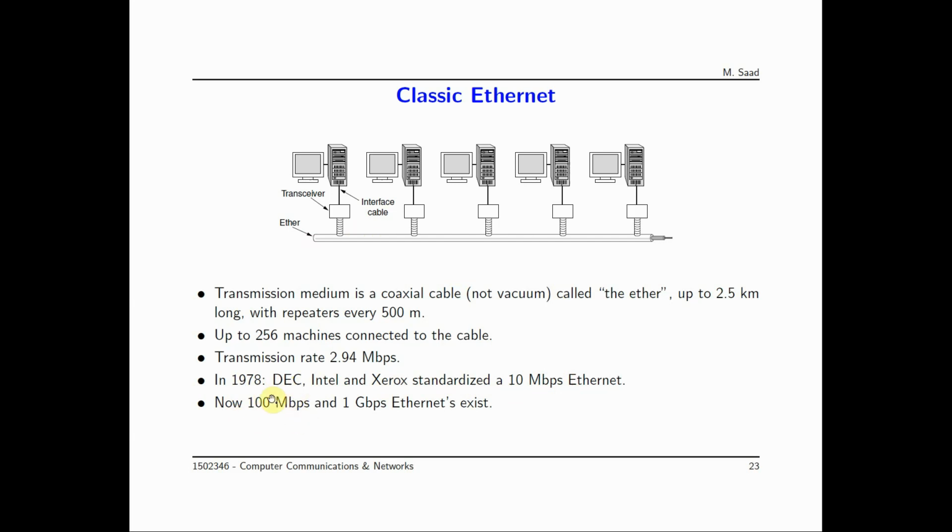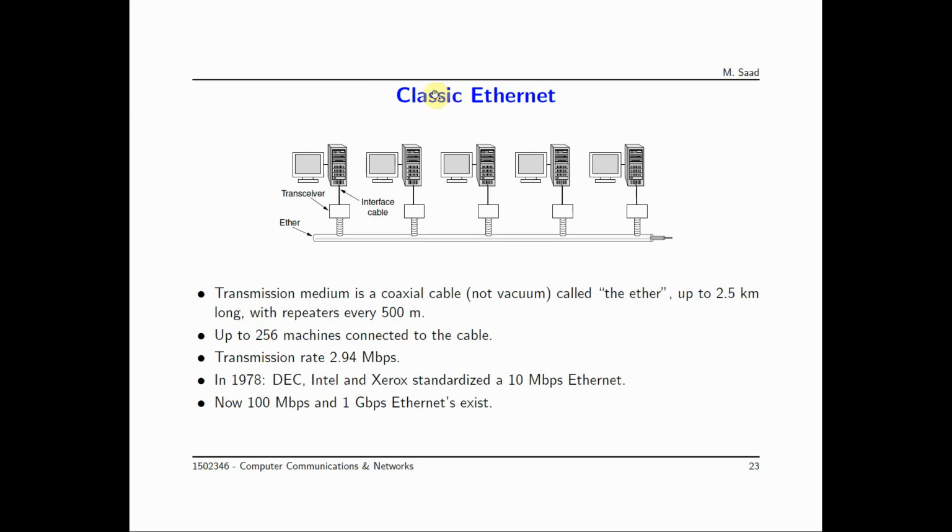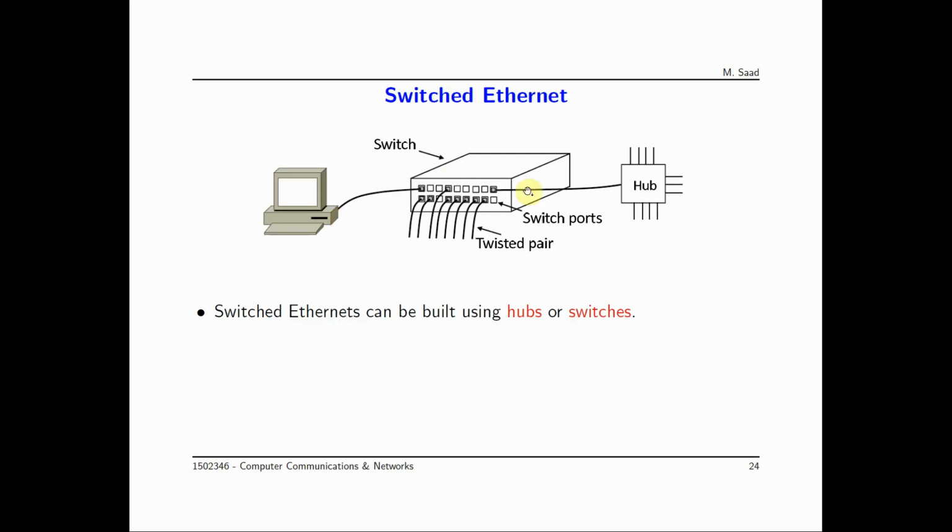Nowadays, we have 100 megabits per second Ethernet and 1 gigabit per second Ethernet, or even 10 gigabit per second Ethernet. Having said that, Ethernets as they occur today don't look like this anymore. We're not using the common cable. However, we're using other devices, switches or hubs. Even hubs are a little outdated. More we use switches nowadays. So the switch is basically the way for building Ethernet, and Ethernets are called switched Ethernet. As opposed to the classic Ethernet in which all machines are connected to a common cable using transceivers, in switched Ethernets we are having a switch.